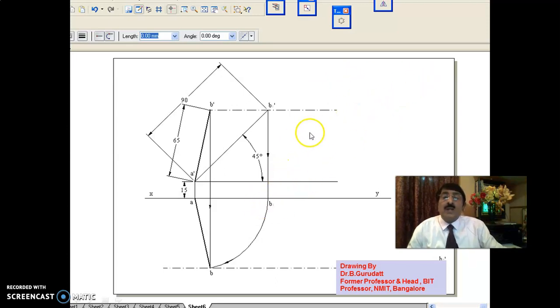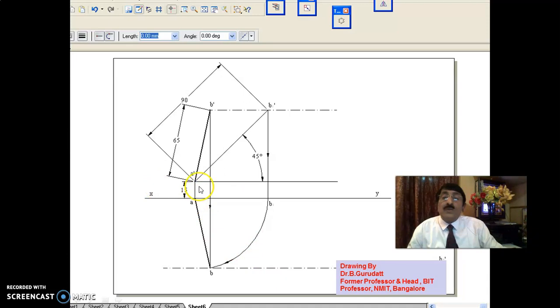Now you see here, more or less the problem is over, but the only thing is, theta is given as 45 degrees, but phi is not there. To get phi, that is the true length in the top view, what can you do? One procedure is to take 90 mm, A as center, 90 mm as radius, cut it here, and draw the true length. You are getting phi also.